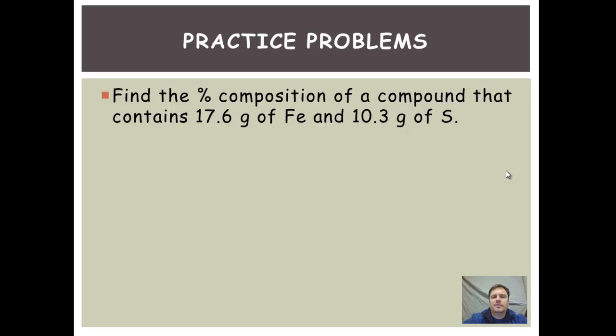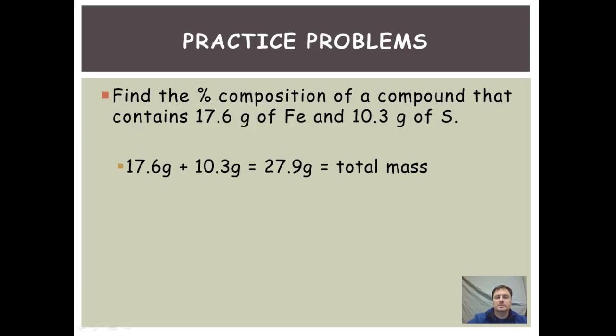Okay, let's try a different practice problem. In this one, we're going to find the percent composition of a compound that contains 17.6 grams iron and 10.3 grams sulfur. We don't know the formula of it, so we can't figure out the formula weight, but we do know the total weight of this compound. It's the combination of these two. So we take 17.6 grams plus 10.3 grams, and we find a total mass of 27.9 grams.